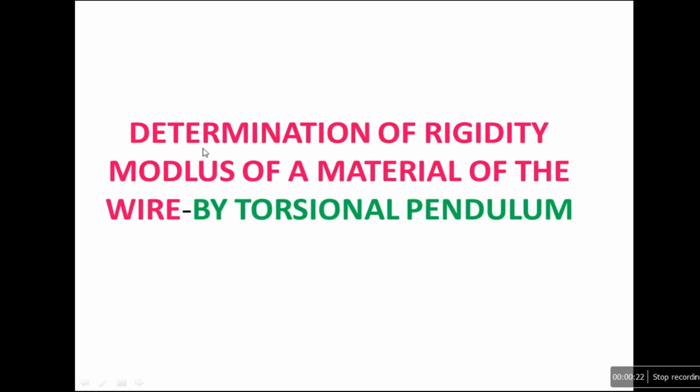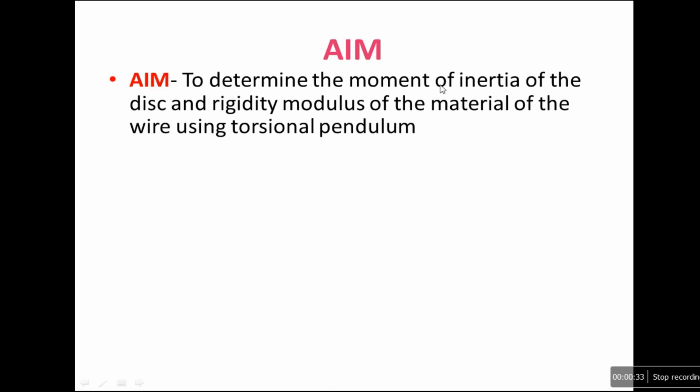Before doing the experiment, we should know certain things regarding the torsion pendulum. The first thing we should know is the aim of the experiment. So this is the aim of the experiment. The aim of the experiment is to determine the moment of inertia of the disc, and hence from that we can calculate the rigidity modulus of the material of the wire using the torsion pendulum.